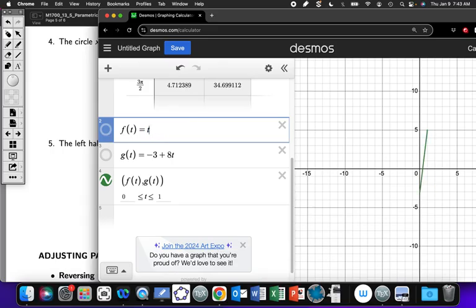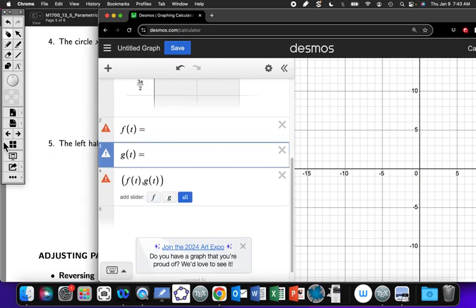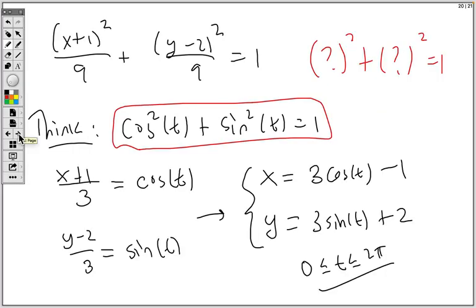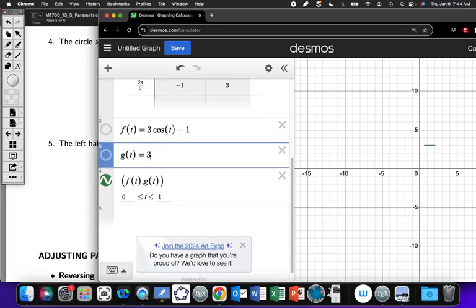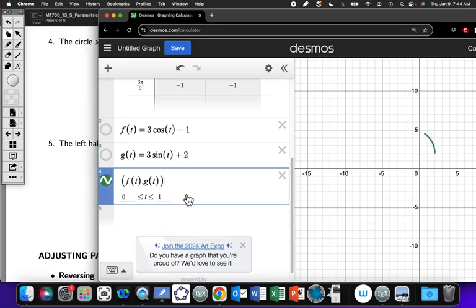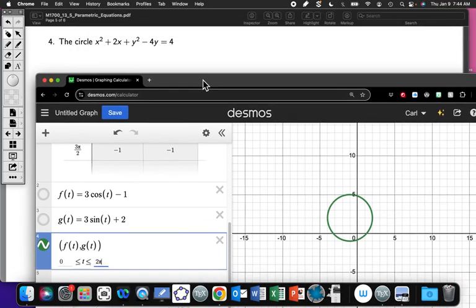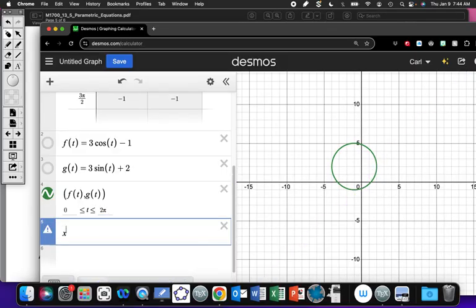So let's go ahead and check this for you. Let's see. 3 cosine t minus 1, 3 sine t plus 2. We're going from 0 to 2 pi. Boom. And now let's look at x squared plus 2x plus y squared minus 4y equals 4. And you can see there the graphs are indistinguishable. Okay.